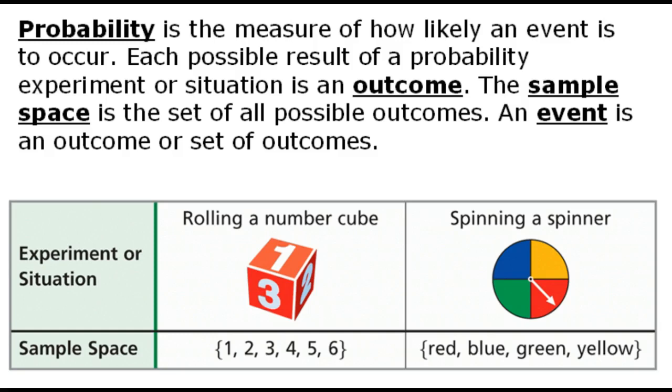Some definitions and terms from the book. We just talked about that. Some new lingo in here would be an outcome. Each possible result of a probability experiment or situation is an outcome. The sample space is the set of all those possible outcomes, and an event is an outcome or a set of outcomes.